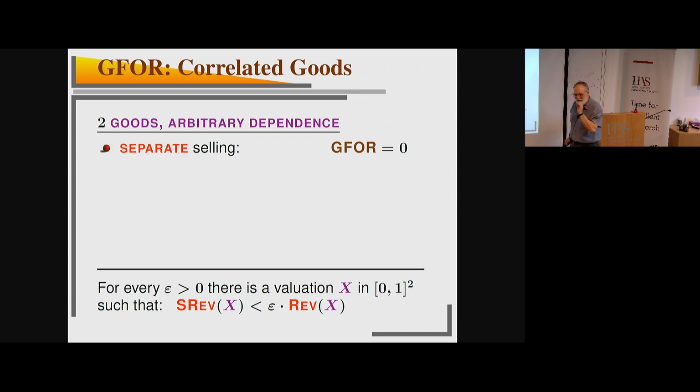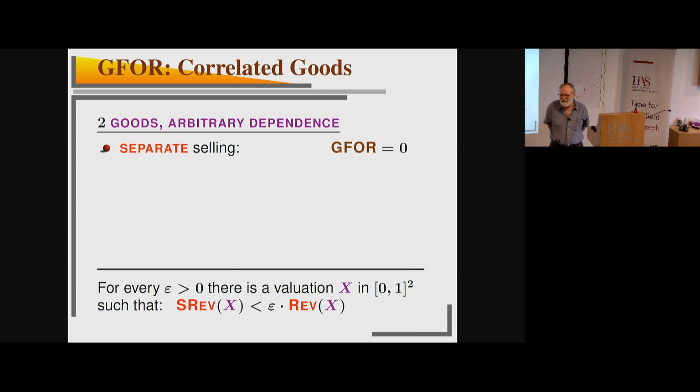Okay. So what do I mean? Let me be very precise. Give me an epsilon. I can find a valuation in [0,1] squared, I don't need anything unbounded, it has nothing to do with having unbounded value, such that the separate revenue you get from X, that's the revenue of X1 plus revenue of X2, the sum, is less than epsilon of the optimal revenue.